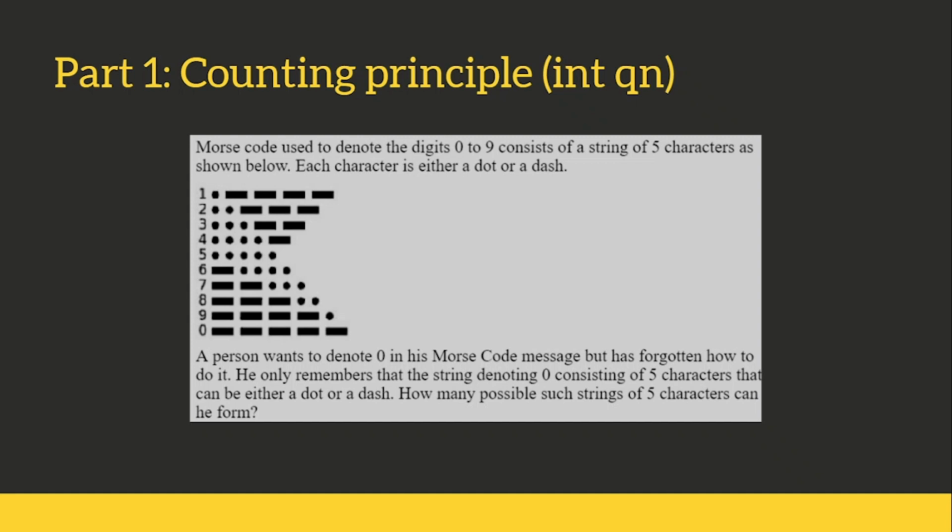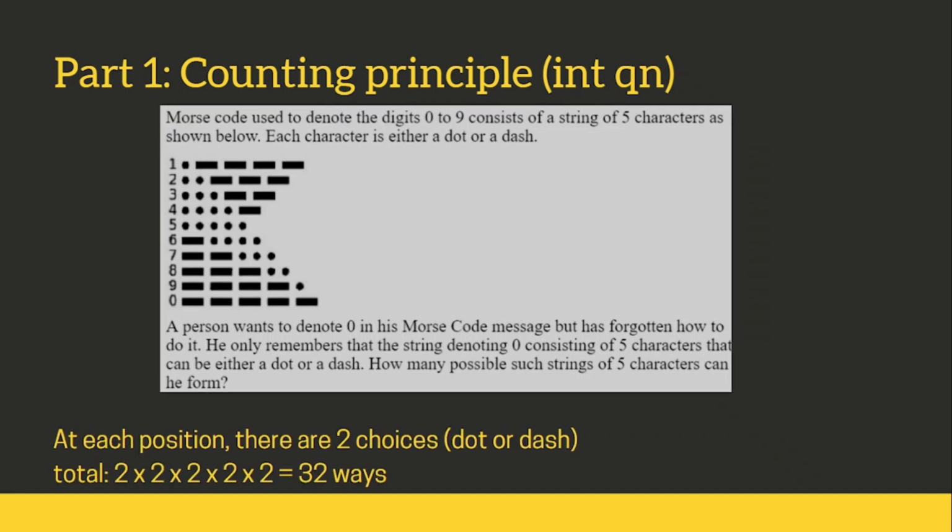So in this case, you either have a dot or dash for the first character, second character, third, fourth, and fifth character is also going to be either a dot or dash. So in this case, there's 2 scenarios, but taking place 5 times. So because there are 2 choices at the 5 checkpoints, the total number of strings is just 2 times 2 times 2 times 2 times 2 to create 32 ways.